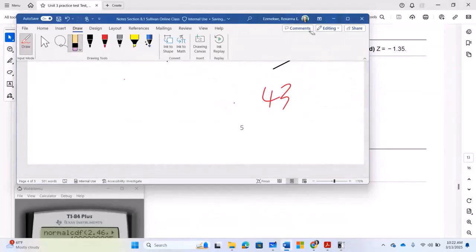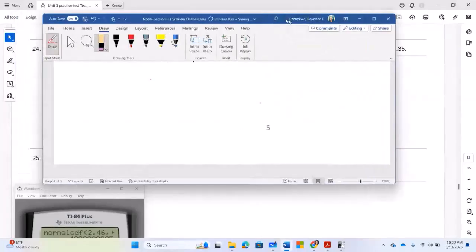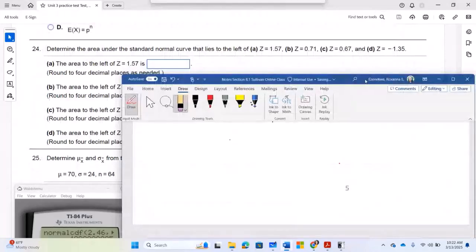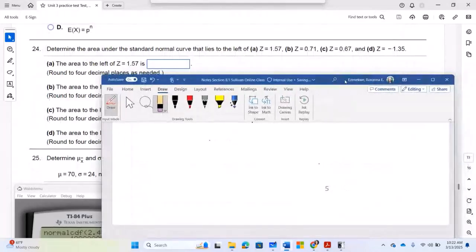Okay, in this question, we are asked to find the area to the left. Area to the left is cumulative area, and I'm given Z, so I'm using normal CDF. If I'm given area to find Z, the other class we said we use inverse norm. That means if I'm given area inside the normal curve to find Z, then I am going to be using inverse norm.